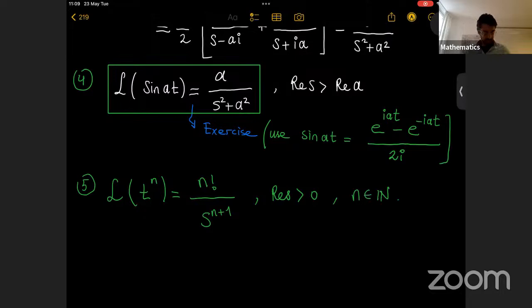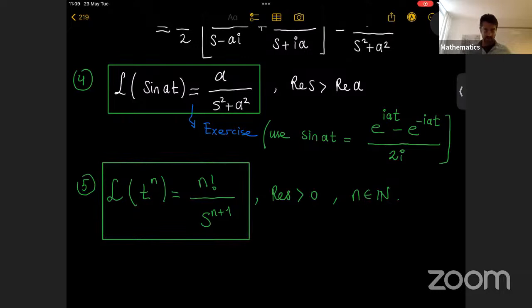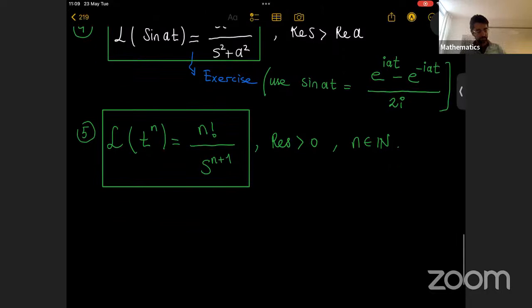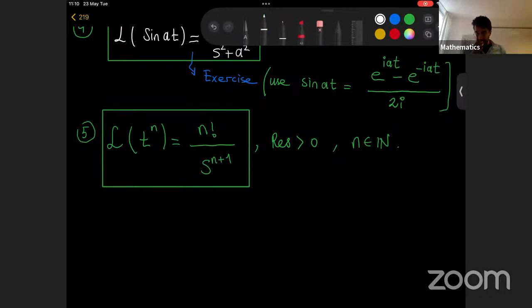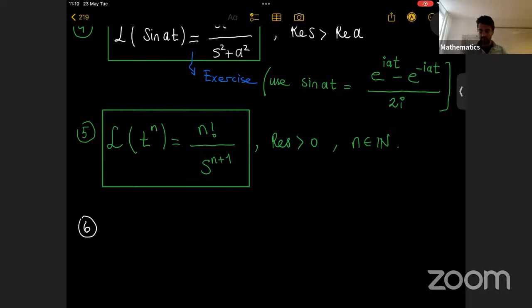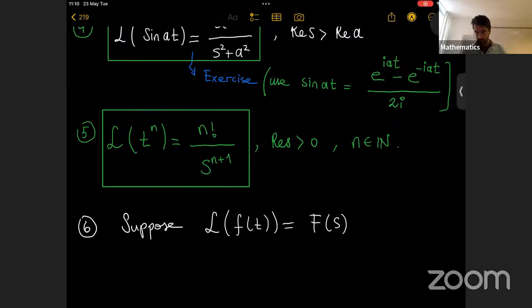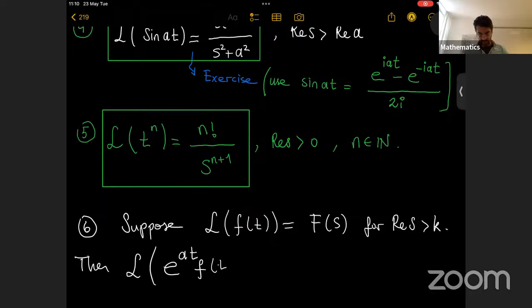Another important formula, you can derive this one as well using some integration by parts. Another one, well, now this is kind of an important rule here. Suppose that the Laplace transform of a function f is equal to capital F of s for real part of s bigger than K, then the Laplace transform of e to the a t f of t is equal to capital F of s minus a.